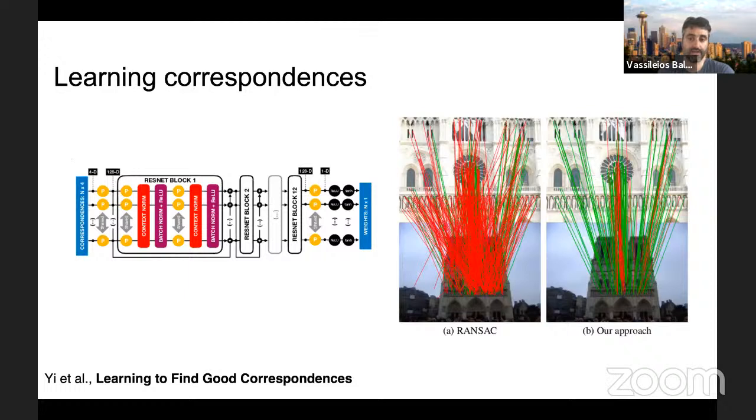Another important area is, as I said, learning correspondences. So you have your descriptors; you can get them with any method you have available. But how you do matching is another thing. So you can learn a network that does exactly that, which is learning to find good correspondences. A paper from a couple of years ago.